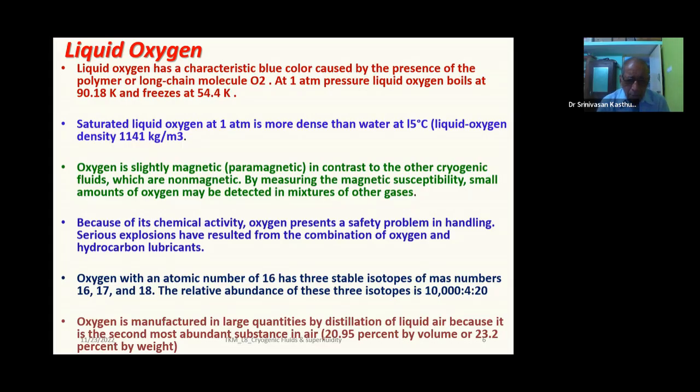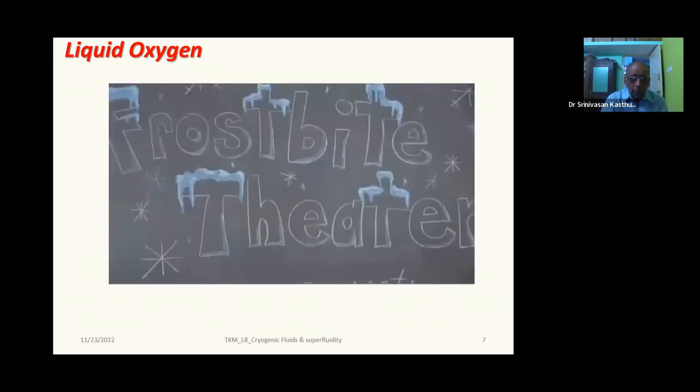Again, oxygen is manufactured in large quantities by the distillation of liquid air because it is the most abundant component in the air. It is approximately 20.8% by volume or 23.2% by weight in the case of oxygen in the air.